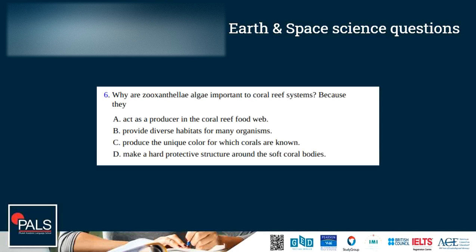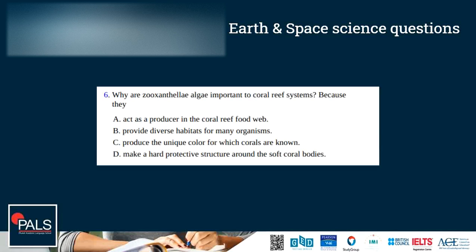Okay, question 6. Why are zooxanthellae algae important to coral reef systems? Because they act as a producer in the coral reef food web, provide diverse habitats for many organisms, produce the unique color for which corals are known, make a hard protective structure around the soft coral bodies. So we are talking about algae here. The zooxanthellae algae are actually the algae that live inside the corals and are responsible for the colors in the corals.